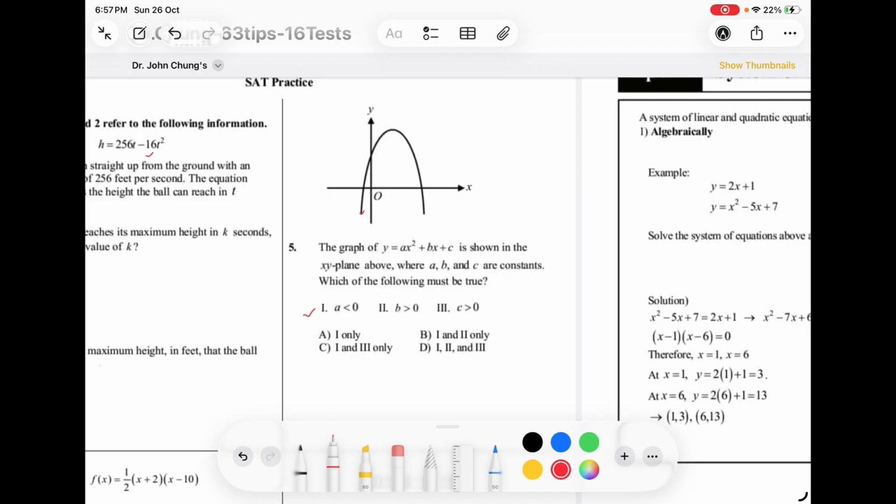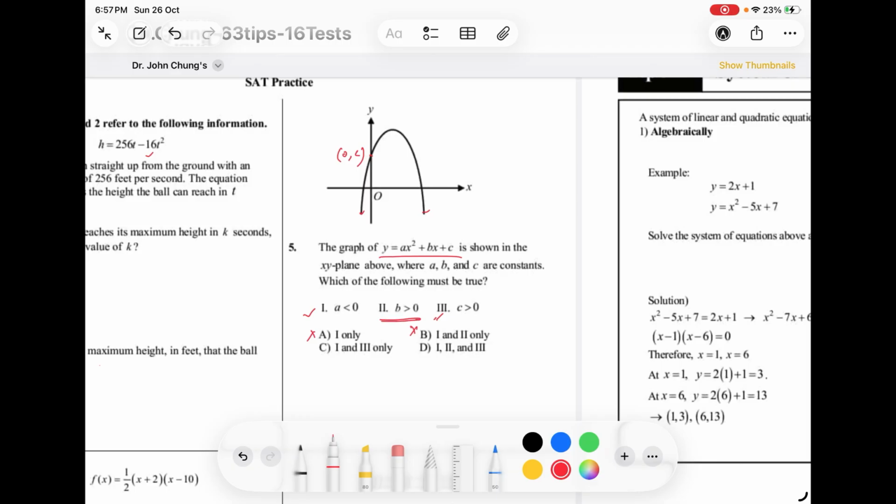See, the graph is going downwards. C tells you the y-intercept. Here the y-intercept is in the positive direction. This is 0, comma C. When x is 0, y is equal to C. It means the y-intercept is positive. So 1 and 3 are correct. It means A is ruled out, B is ruled out. We can have either C or D based on whether 2 is correct or not.